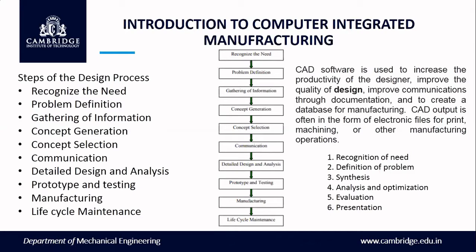The basic procedure of design can be modified a little into the computer-aided design process. In this computer-aided design process, you have geometric modeling, engineering analysis, design review and evaluation, and automated drafting. Same thing: recognition of need, definition of problem, synthesis, analysis and optimization, evaluation, presentation. If you are using a computer, that is CAD, then in synthesis you do geometric modeling, in analysis you do engineering analysis, in the evaluation phase you do design review and evaluation, and presentation means you do automated drafting.